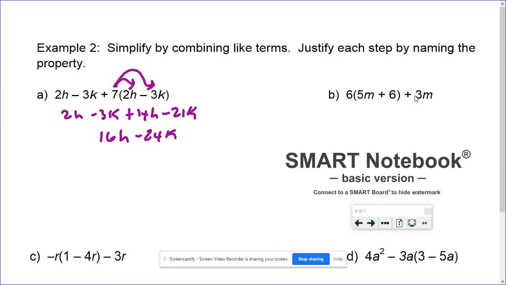Over here, there's just m's and a constant. So let's distribute first. You have 30m plus 36 plus 3m. Add the two m's together. 30m plus 3m is 33m plus 36. Again, no rule that says the 36 has to come after the variable m, but I will generally put a constant at the end. Again, not necessary, but that's normal.